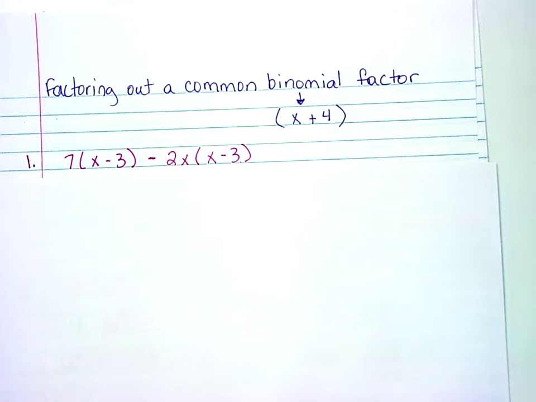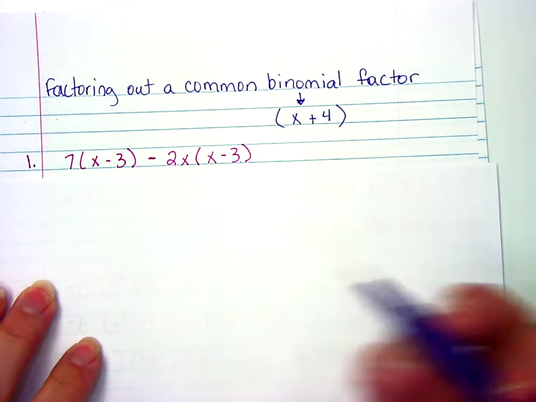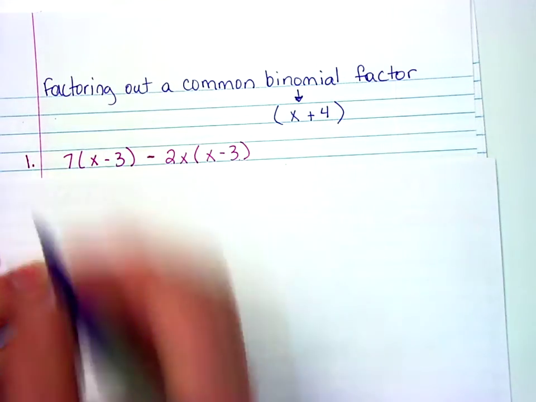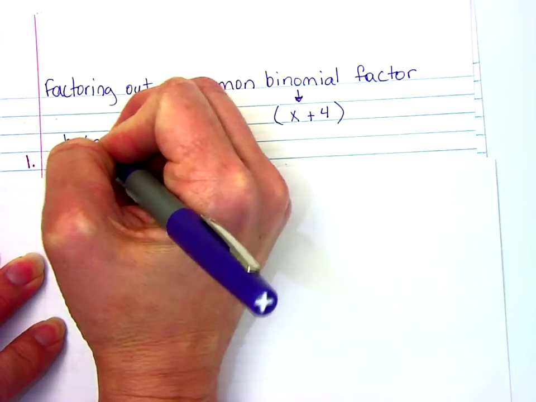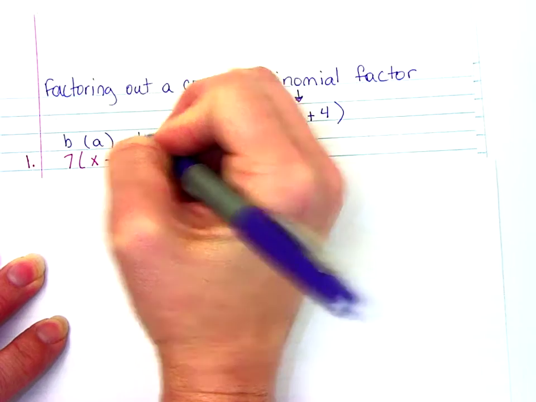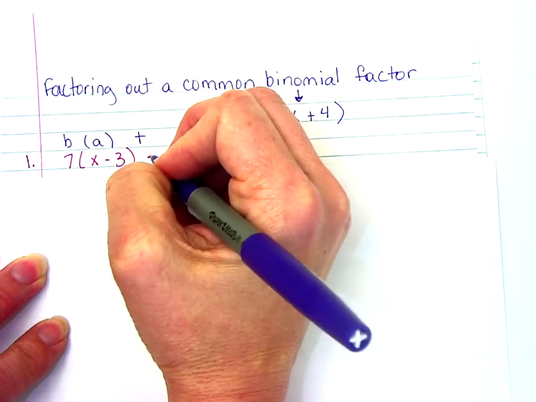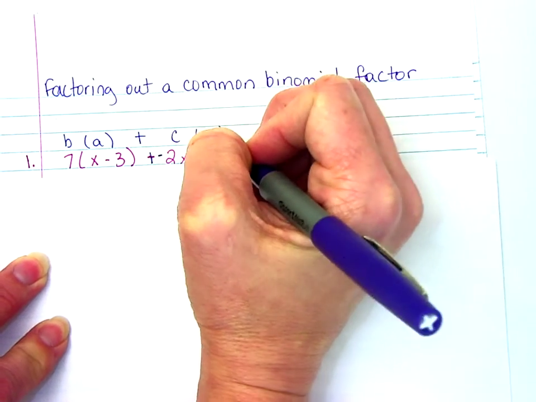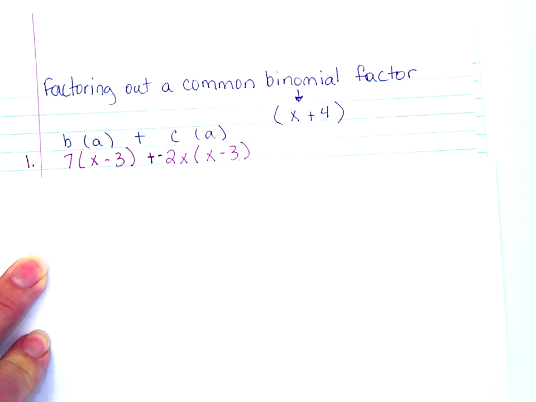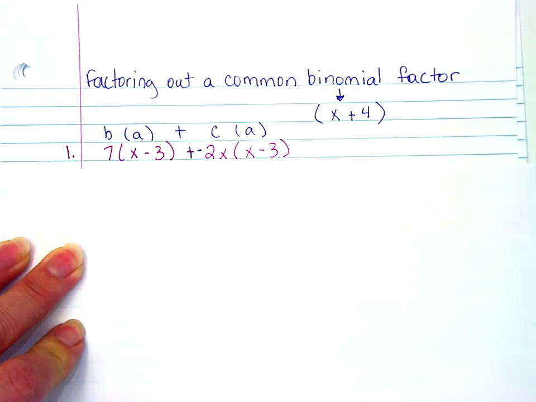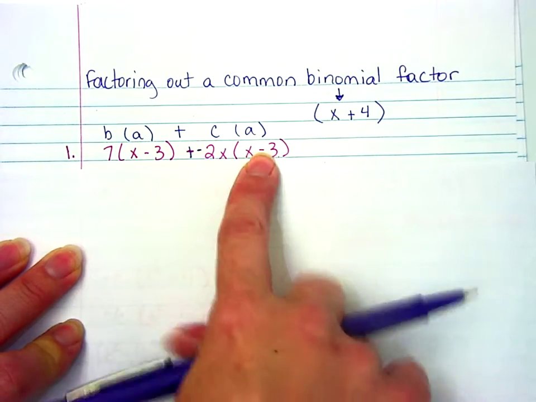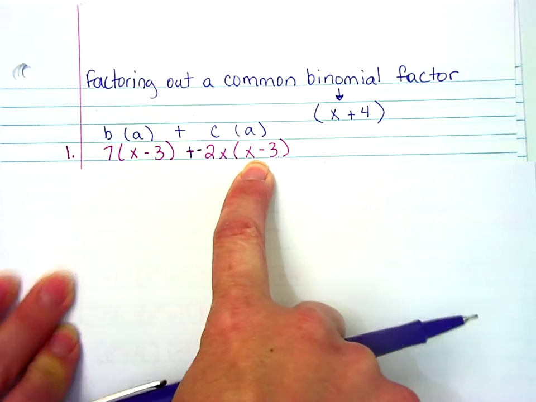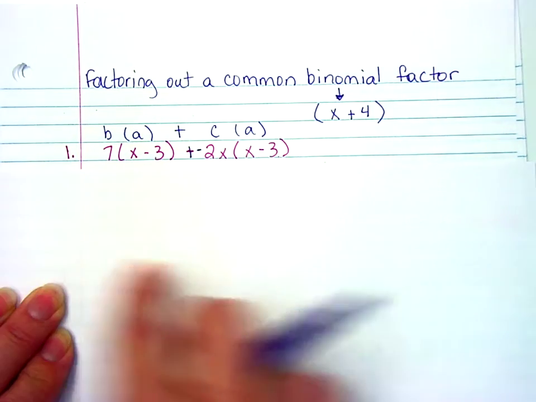Here we go, we're going to start with the problem here. If I have 7x minus 3 minus 2x times x minus 3, I want you to look at this as you have b times a plus, because that's plus a negative 2, c times a. What's common between both of these terms? A. So that's what you're going to pull out, the a. Just because it's a binomial doesn't mean that you can't pull it out. So still you can take that out, that's common.